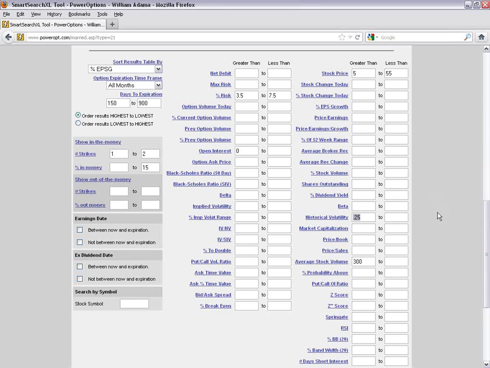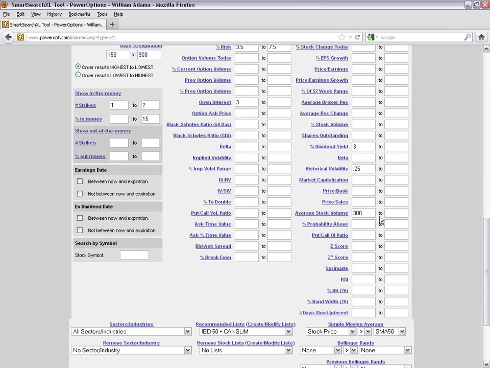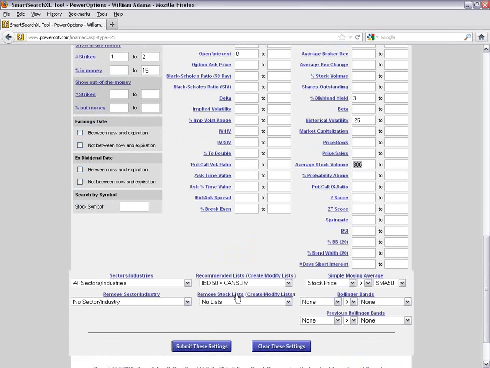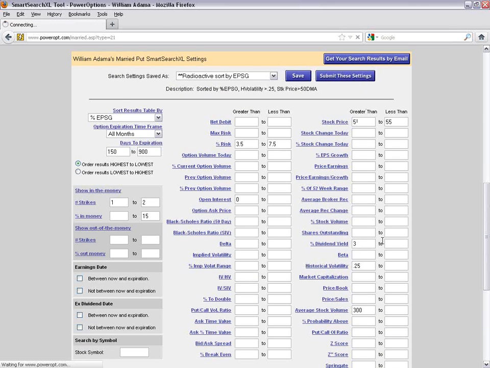But I also want to try to use a dividend-paying stock. So I'm going to put in a minimum dividend yield here for my married put search of at least, let's say, 3%. And we've got our historical volatility. The average stock volume is measured in thousands, so this shows us we're using at least 300,000 shares minimum average over the last 90 days. And I've got the IBD 50 list and my stock price above the SMA 50. Well, let's go ahead and run that search and see what we get.